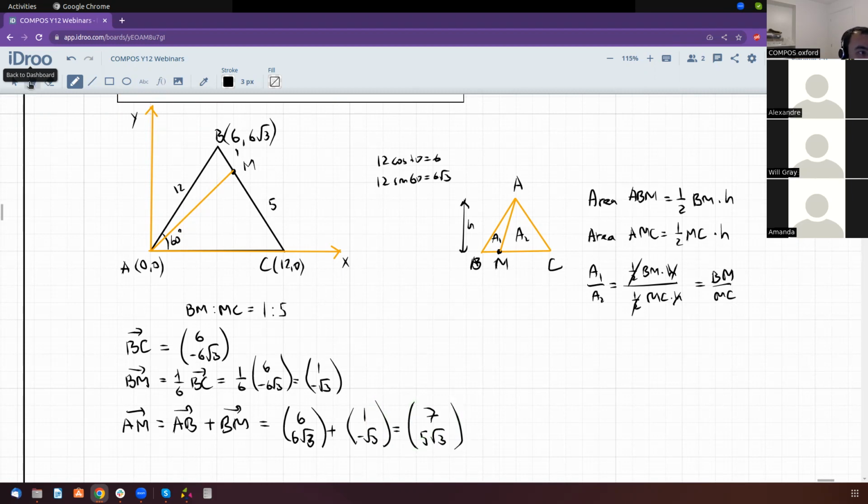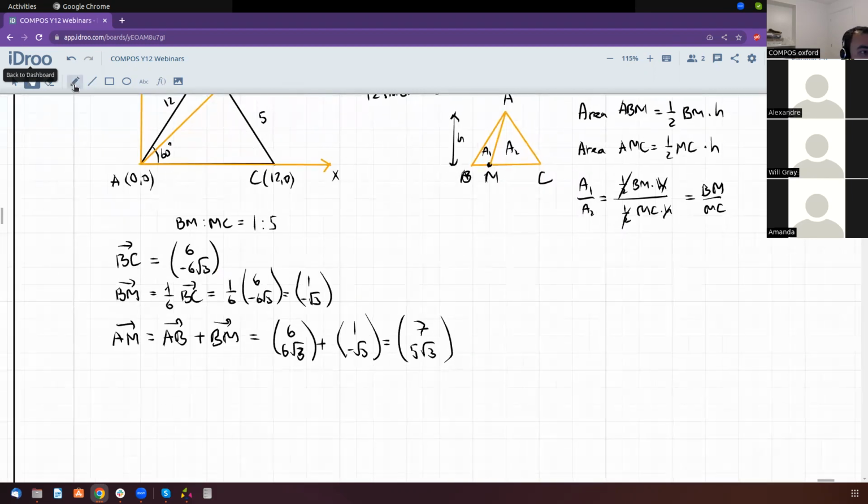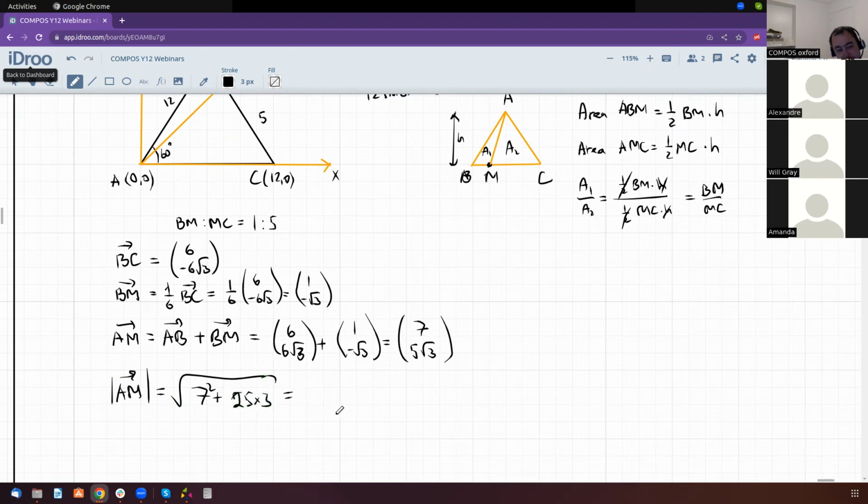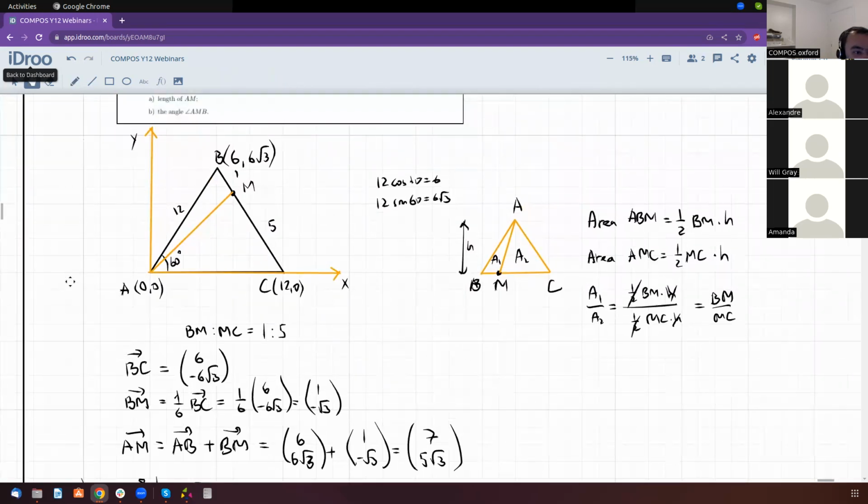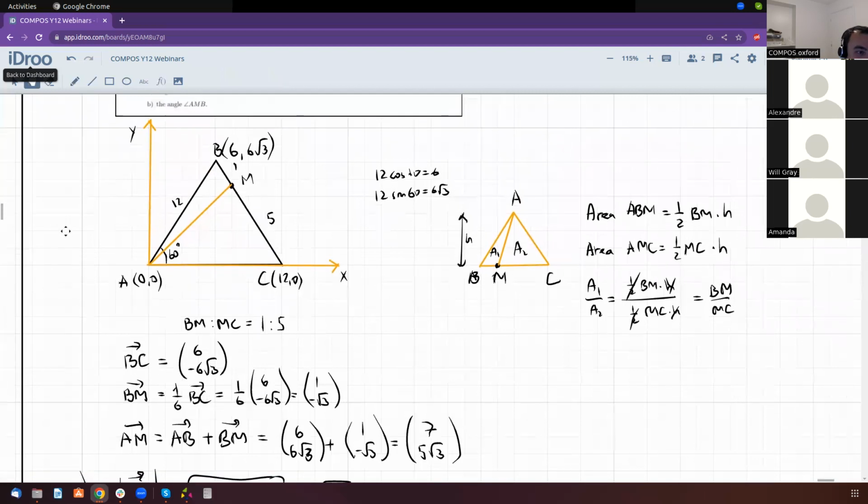So the length of AM, using Pythagoras, is the square root of 7 squared plus 25 times 3. So 49 plus 75 is 124, so the square root of 124. Yeah, that's the answer. So that's A and B. Now the angle AMB.